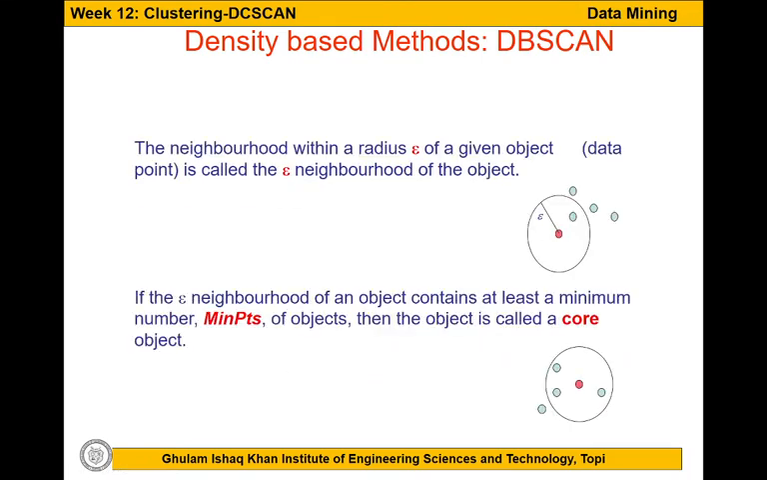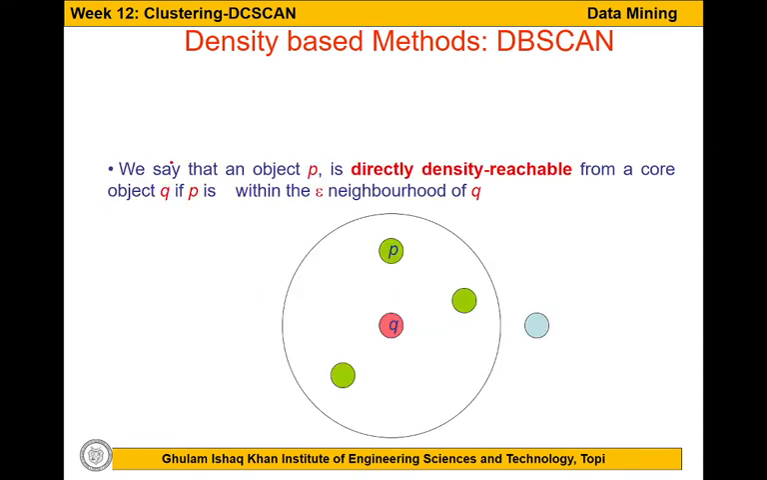Then once we have identified the concept of neighborhood and a minimum number of points and the core object, the next task is to identify the reachability concept in DBSCAN. Now, we say that an object P, here we are calling these nodes objects, you can call them nodes or vertices.